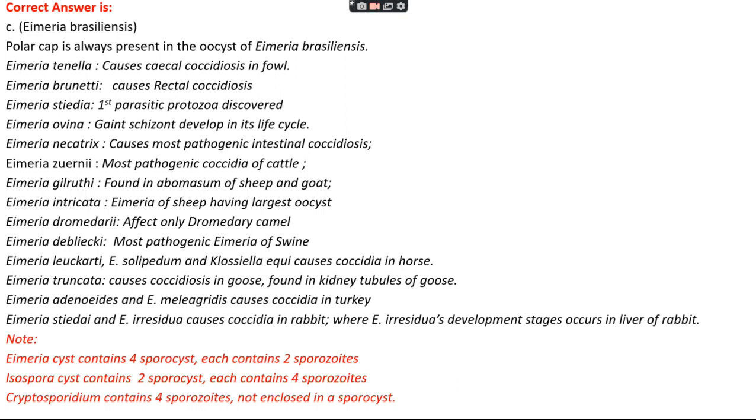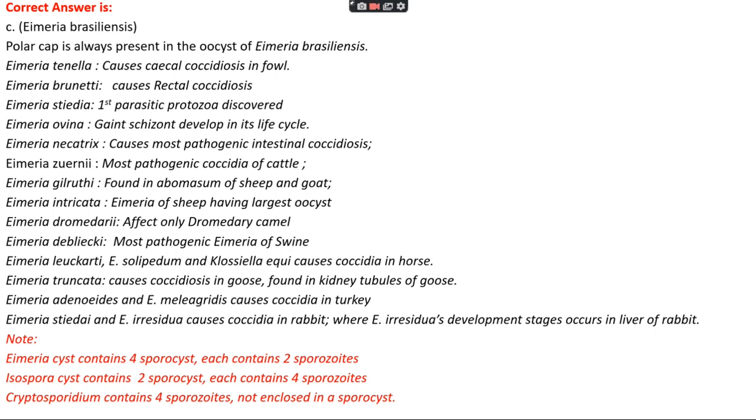Eimeria zuernii is the most pathogenic coccidia of cattle. Eimeria gilruthi is mainly found in the abomasum of sheep and goat. Eimeria intricata is the Eimeria of sheep which has the largest oocyst. Eimeria dromedarii affects only the dromedary camel. Eimeria debliecki is the most pathogenic Eimeria of swine. Eimeria leuckarti, Eimeria solipedum and Klossiella equi cause coccidia in horse.